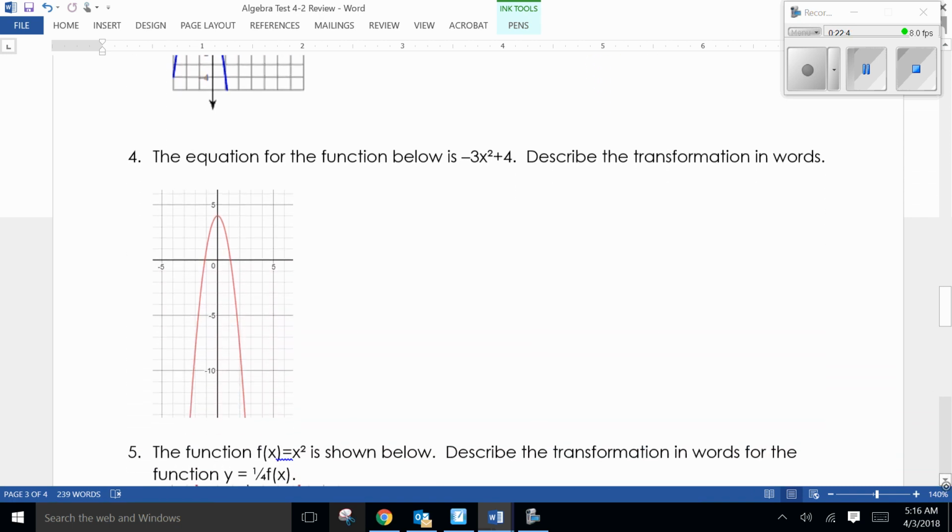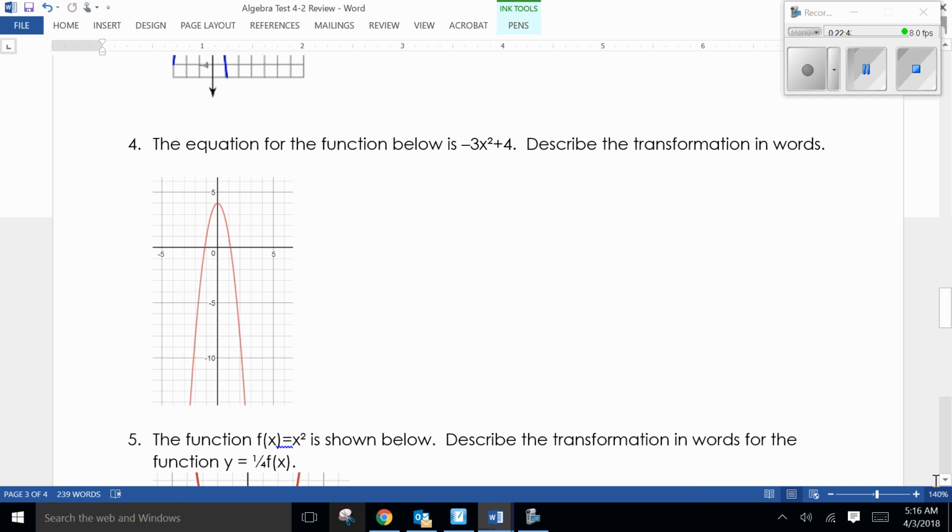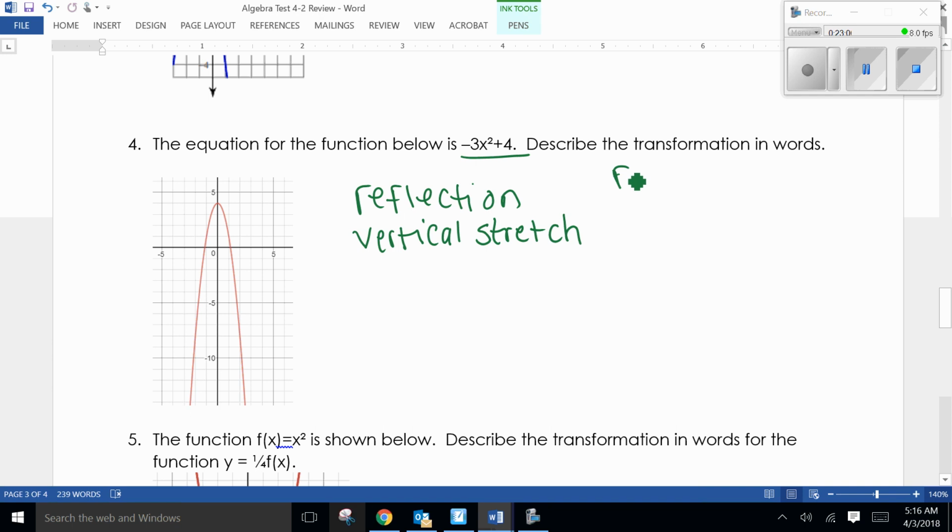The equation for the function is negative 3x squared plus 4. Describe the transformation in words. So we can see there's been a reflection. There's been a vertical stretch. And again, you could graph this function as well as your f of x equals x squared function in your calculator, and you could see these things. And then plus 4 is going to be shift up 4.